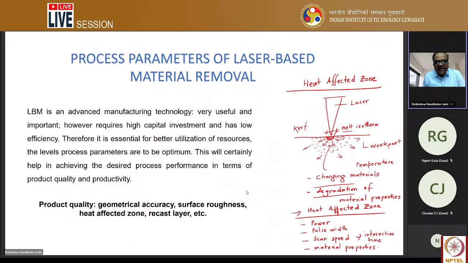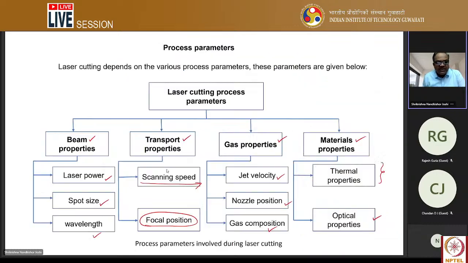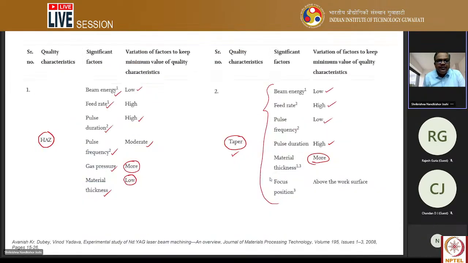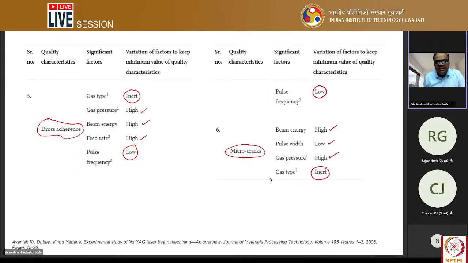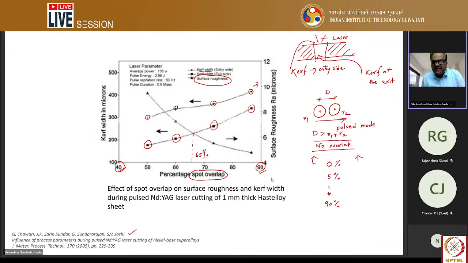Then various process parameters which are affecting the product quality, that is the geometrical accuracy, roughness, HAZ, that is heat affected zone, and recast layer. So what are the various parameters, and how can we classify them into 4 different groups, such as beam properties, transport properties, gas properties, where gas is the inert gas, and the material properties that we have seen. Their effect on the material removal we have seen in the subsequent sessions.